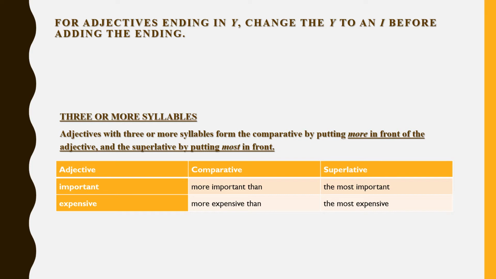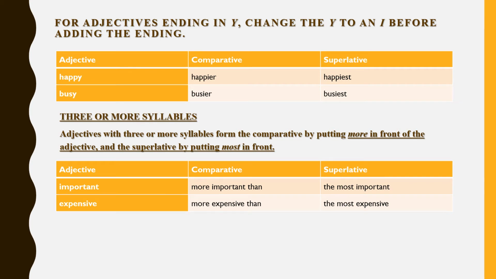For adjectives ending in y, change the y to an i before adding the ending. Like the given examples here, happy and busy. Happy will be happier. Okay, as you can see, we crossed out the Y and put IER. So it will be happier, and the superlative form, happiest.